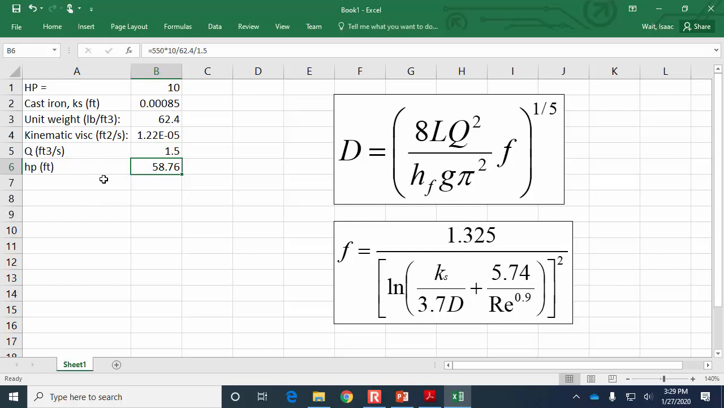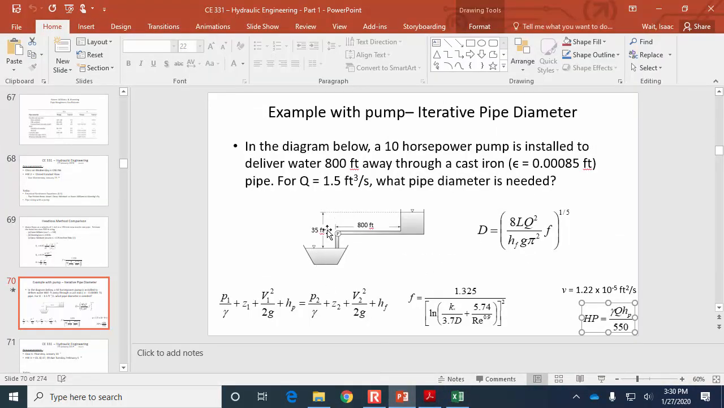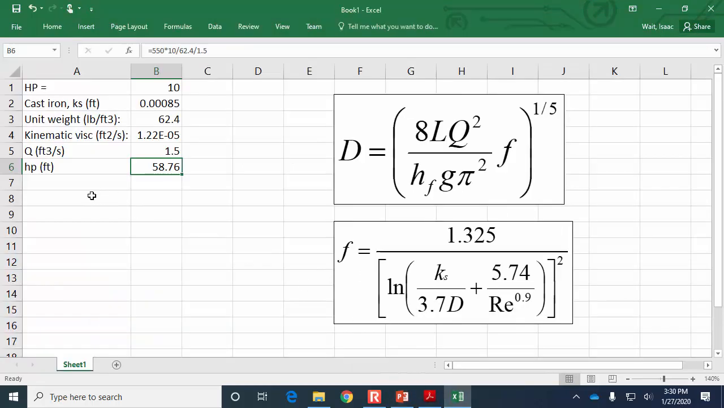So that's kind of our currency. That's how much energy is being added. Now, how much of that energy is getting used for the lift? 35 feet is going to be getting used for the lift. And so that tells us how much is left over to spend on the pipe friction. So H sub F, in terms of feet, is going to be the amount of energy that is being added by the pump minus the elevation difference. What's our elevation difference? 35 feet. Okay, so 23.76 is left over to overcome pipe friction.